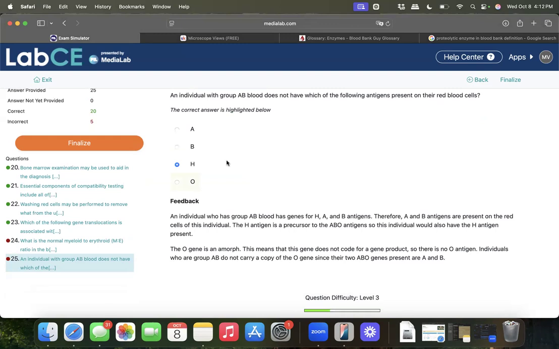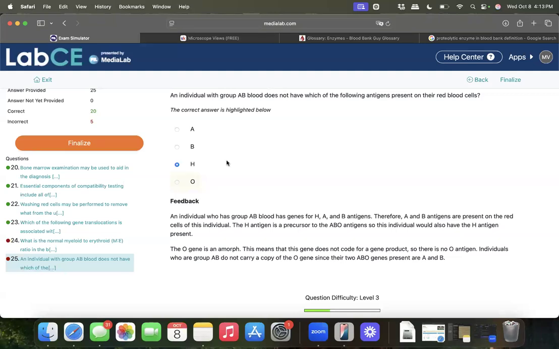Okay. I'm gonna give you guys credit where it's due because you got me on this one. An individual that has A and B has genes for H, A, and B. Therefore, A and B antigens are present. The H antigen is the precursor to the ABO antigen, so the individual would have the H antigen present, but there's a terminal sugar on the end of that H antigen. So that's why I'm saying it has it, but it's not totally present. That's where my thought process came from.